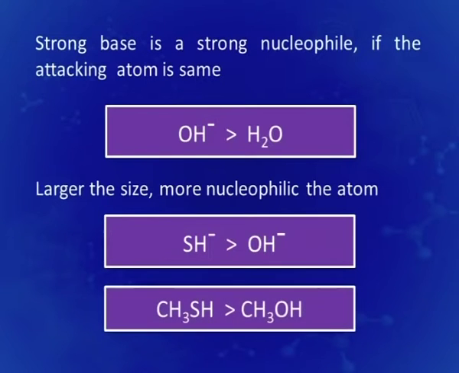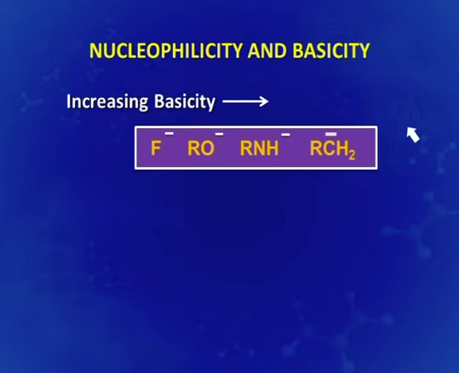Similarly, if we consider their neutral counterparts, that is the thiol and the alcohol, we find that the thiol is again more nucleophilic as compared to the alcohol. Most crucial is the comparison between nucleophilicity and basicity. Let's take a few examples wherein we find a reverse order of these two factors.